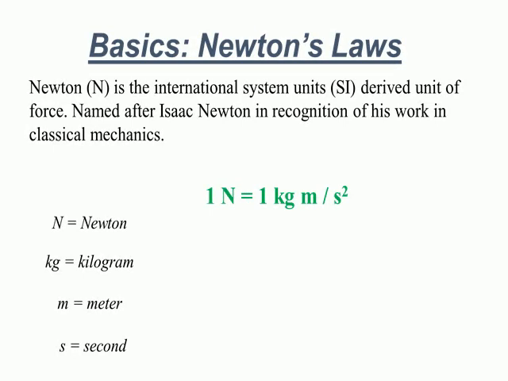Okay, basic Newton's law or unit. All we know is that the unit of force is the Newton, where 1 Newton is equivalent to 1 kilogram meter per second squared. So, makita natin dito, yung N is Newton, kg is kilogram, m is meter, s is second. Okay, so we have Newton's law of gravitational attraction. F is equal to G M1 M2 over R squared, where F is the gravitational force between the two particles, G is the universal constant of gravitation, M1 and M2 are the masses of the two particles, and R is the distance between the two particles.